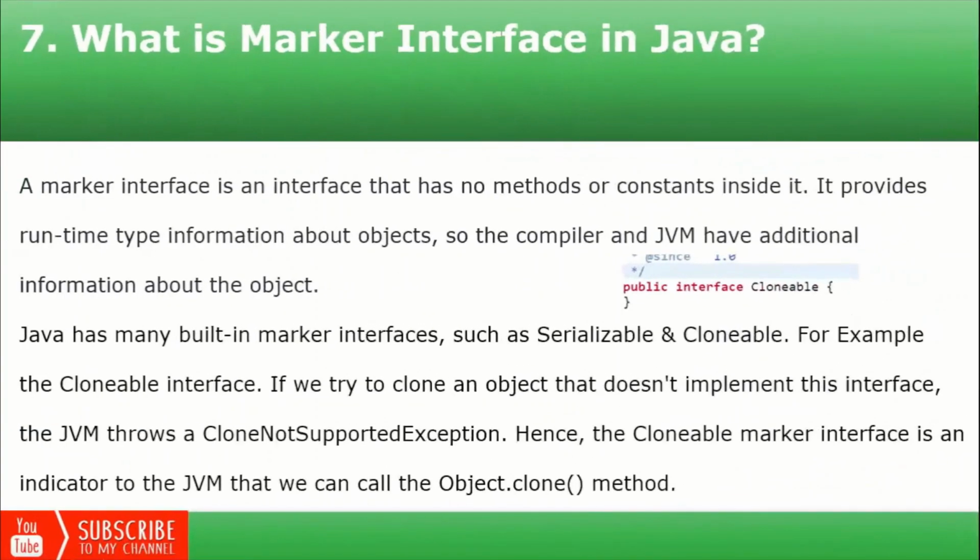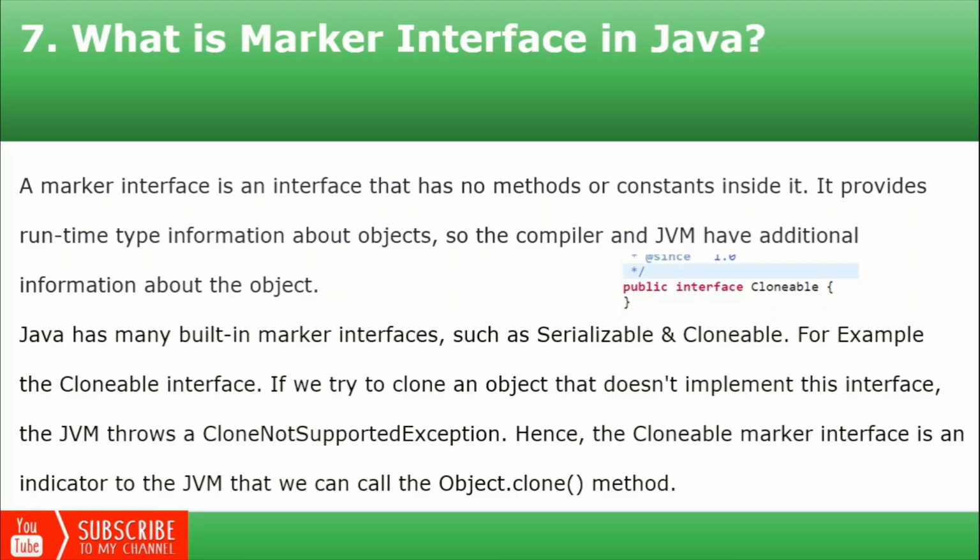Next question is, what is a marker interface in Java? A marker interface is an interface that has no methods or constants inside it. It provides runtime type information about the object so that the compiler and JVM have additional information about the object. Java has many built-in marker interfaces such as Serializable or Cloneable.